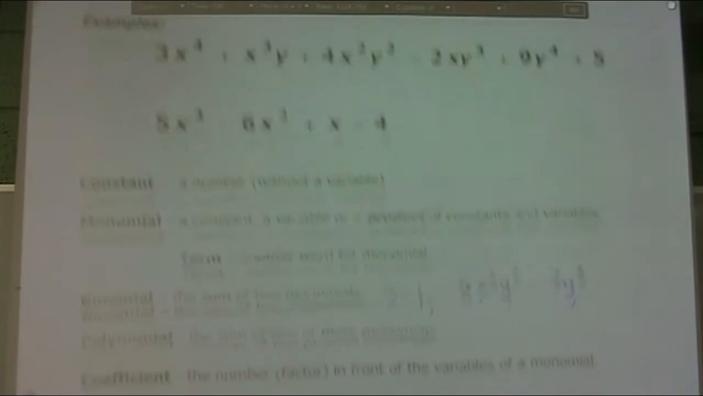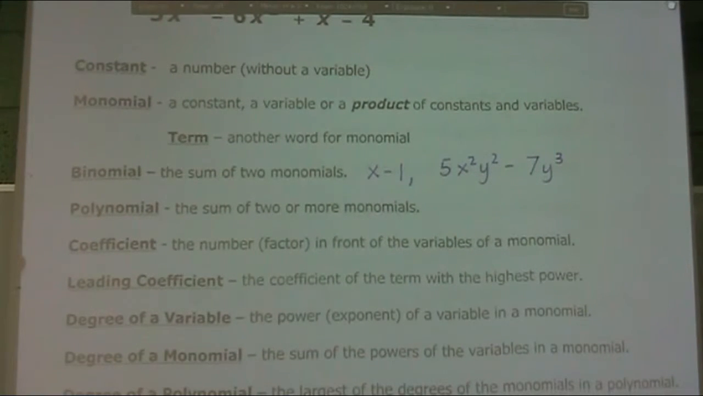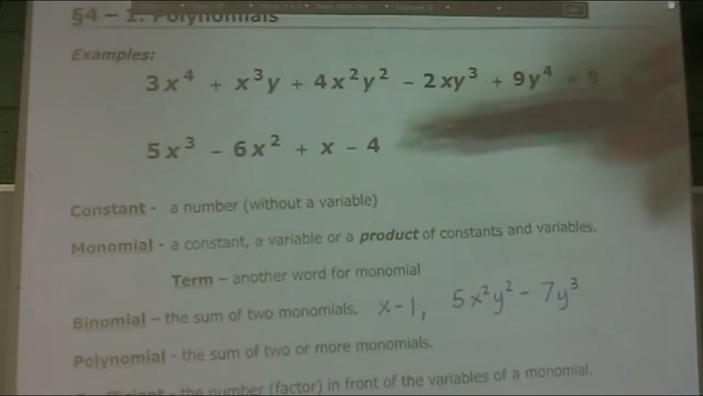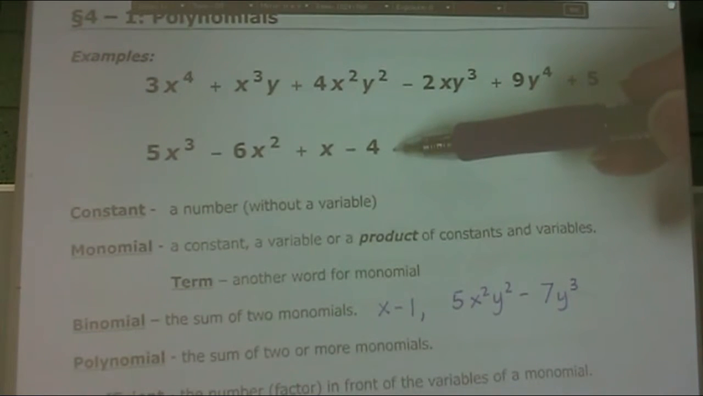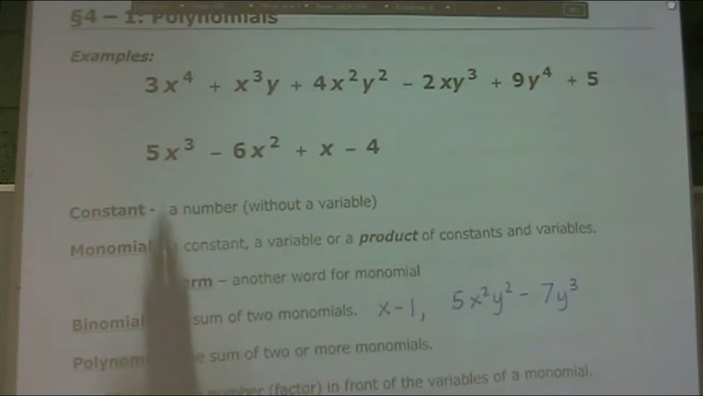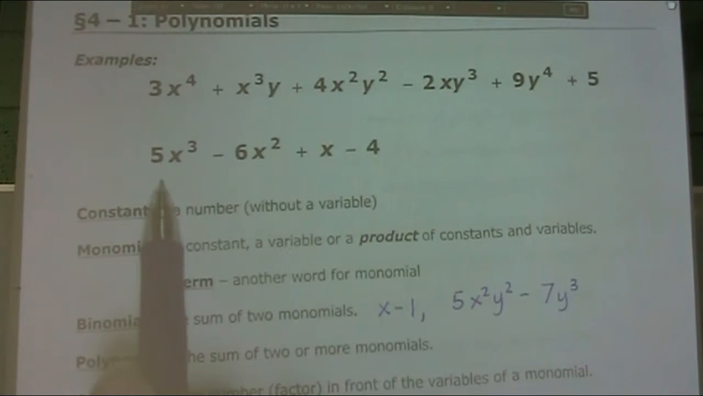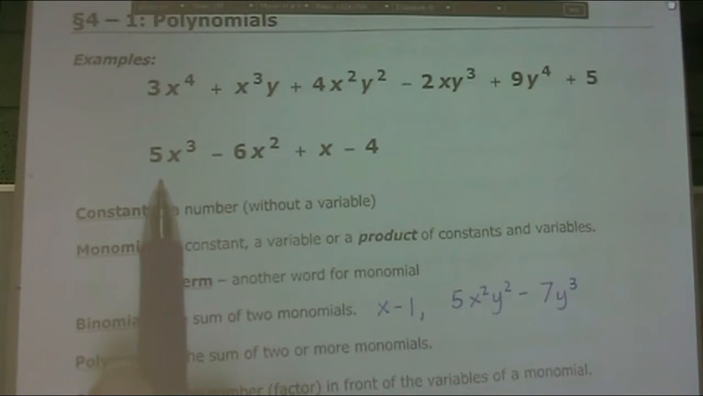Now, we also have something called the leading coefficient. This is just the coefficient of the term with the highest power. So if we look at this polynomial right here, the term with the highest power is this one. And its coefficient is 5. So the leading coefficient is 5.